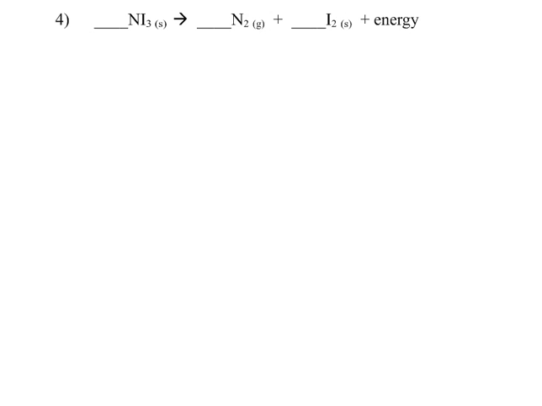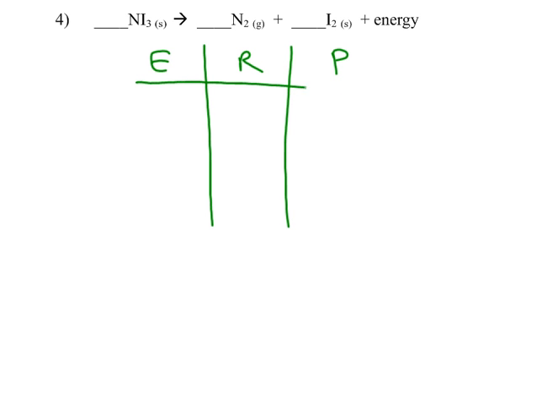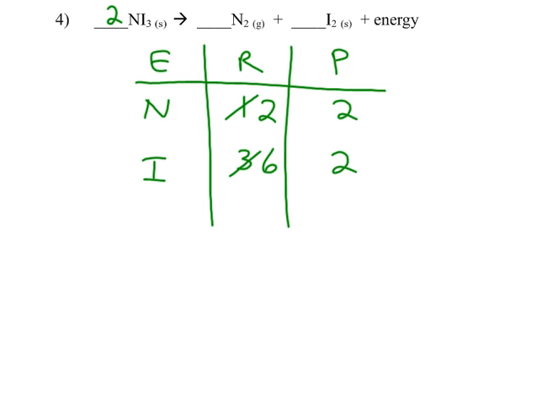All right, let's take a look at equation number 4, setting up our ERP table. Our elements here are just nitrogen and iodine. On the reactant side, I have 1 nitrogen and 3 iodines. On the product side, I have 2 nitrogens and 2 iodines. So let's start with nitrogen. Let's try to adjust that nitrogen. I need more nitrogens on the reactant side, so I'm going to put a 2 in front of the NI3, which will then adjust my nitrogens on the reactant side to have 2 nitrogens and 6 iodines.